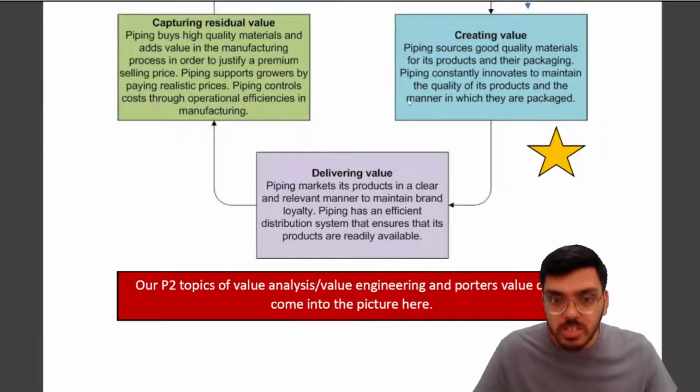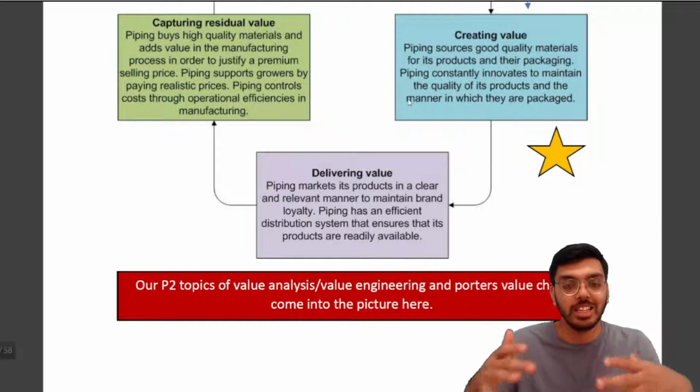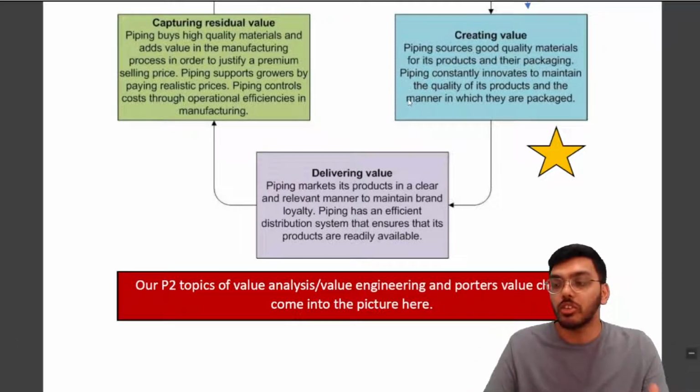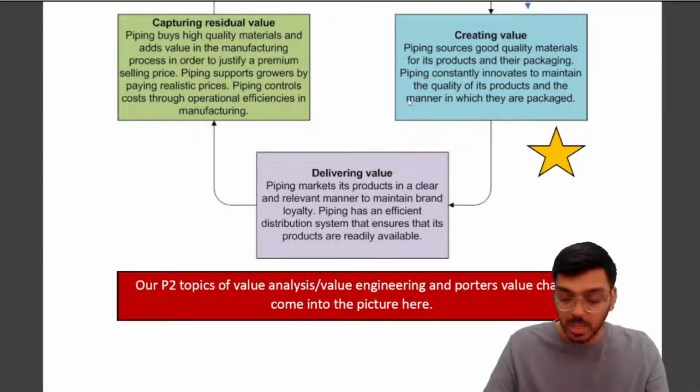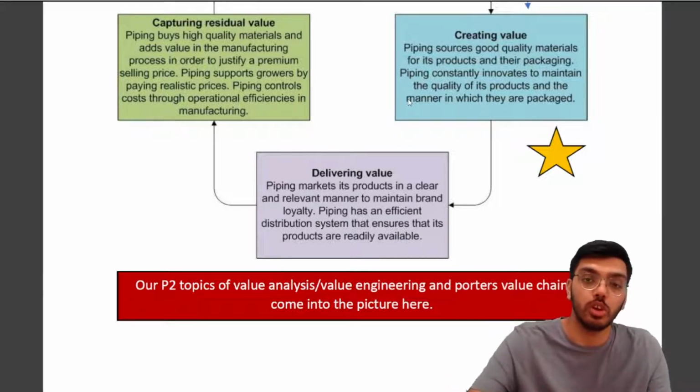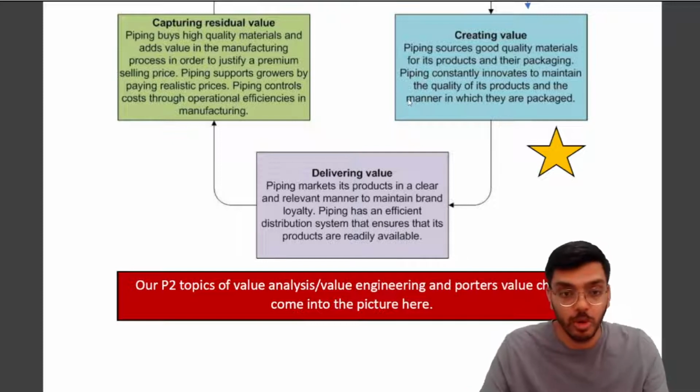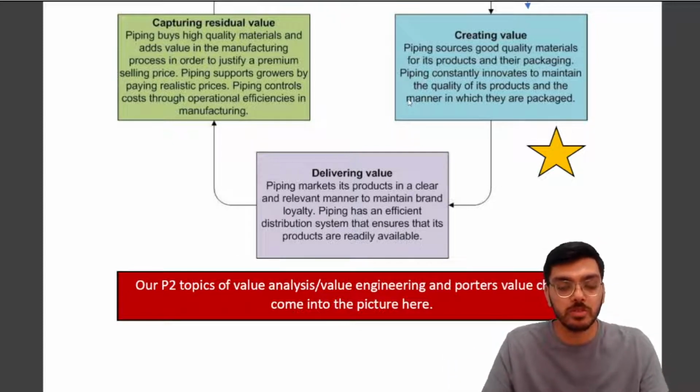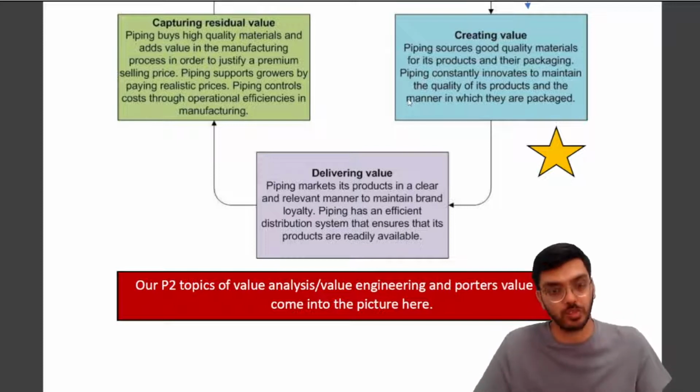Now, all of this tells us the structure and the idea of piping running its business. Innovative, good price, paying well to where you're sourcing your ingredients from, good packaging, brand loyalty. These are the backbones of your business, which we have spoken about before as well.